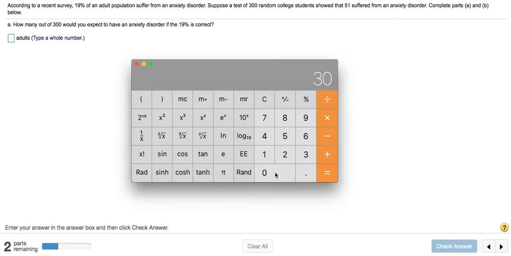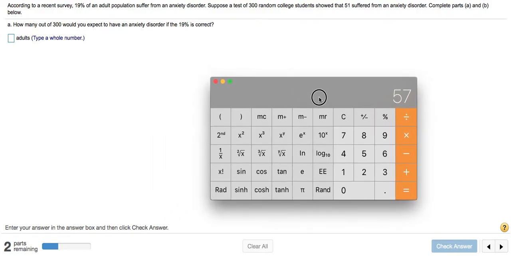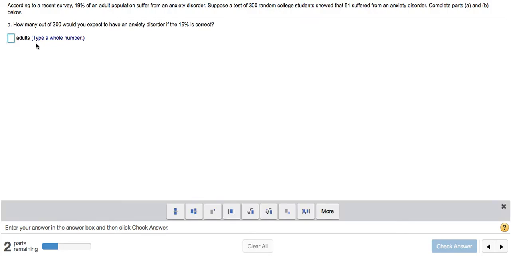take 300 and multiply it by 19%, which is 0.19. So this is the number that I would expect. If this percent is correct, it should be 57 of the 300. So I'll go ahead and put that in here, say 57. Okay.